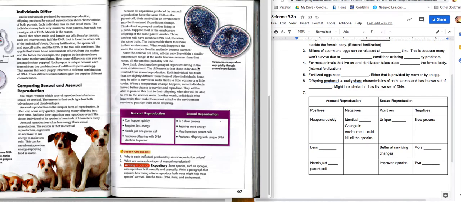Now think about another group of organisms living in the same environment. The difference is that those individuals resulted from sexual reproduction. Each individual has traits that are slightly different from those of other individuals. Some may be able to survive in water that is a little warmer or a little cooler. When a temperature change happens, some individuals have a better chance to survive and reproduce. They will be able to pass on this trait to their offspring, who also will be able to live in the warmer water. In other words, individuals who have traits that make them more suited to the environment survive and pass on the traits to the offspring.